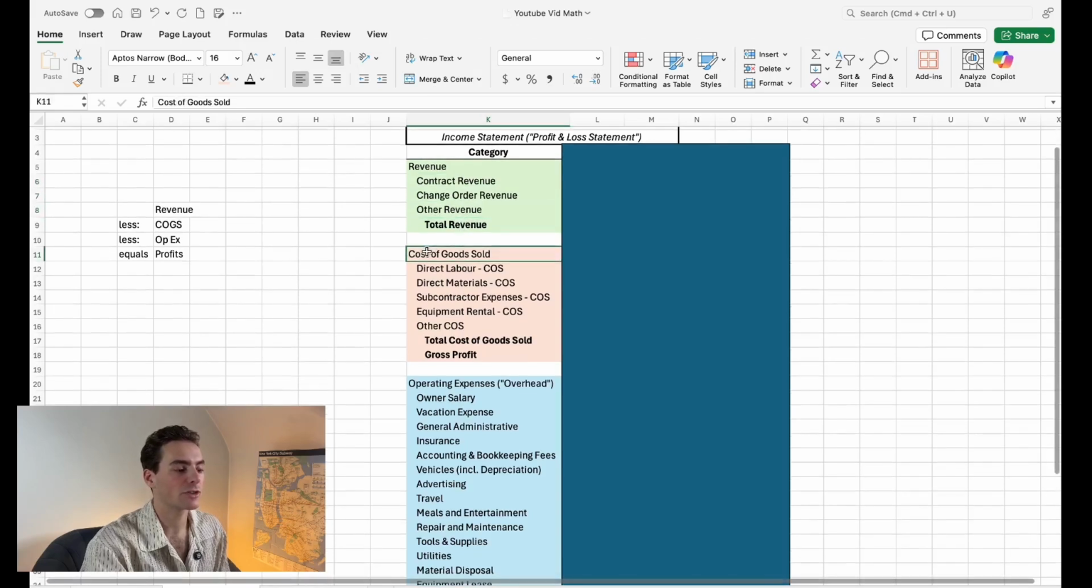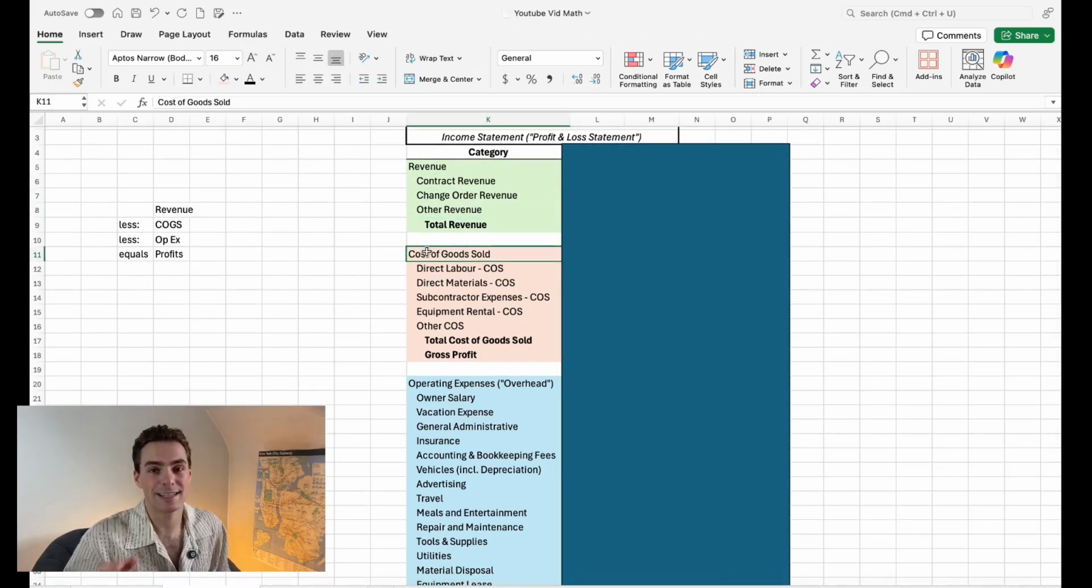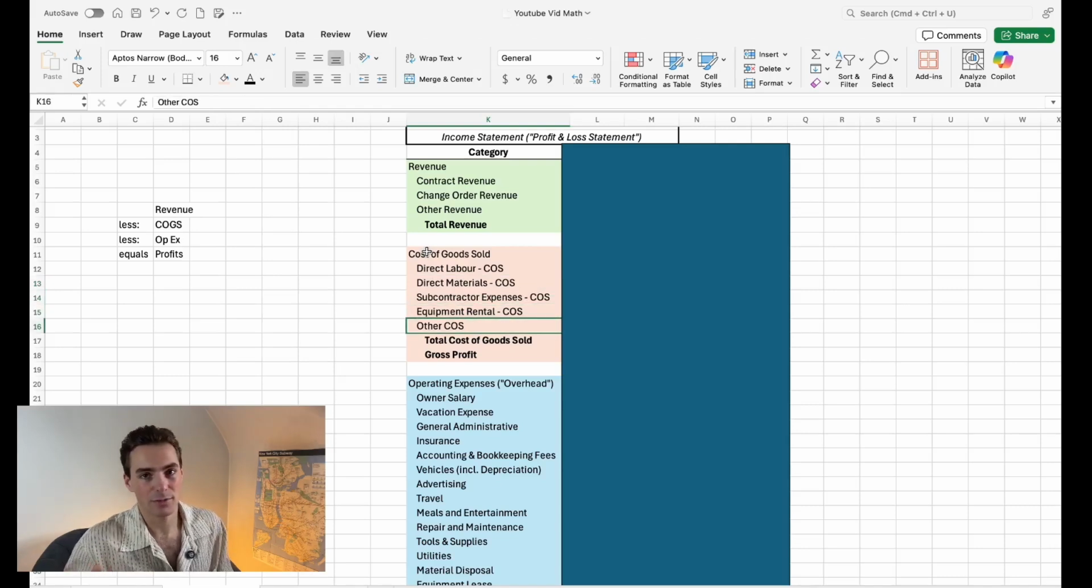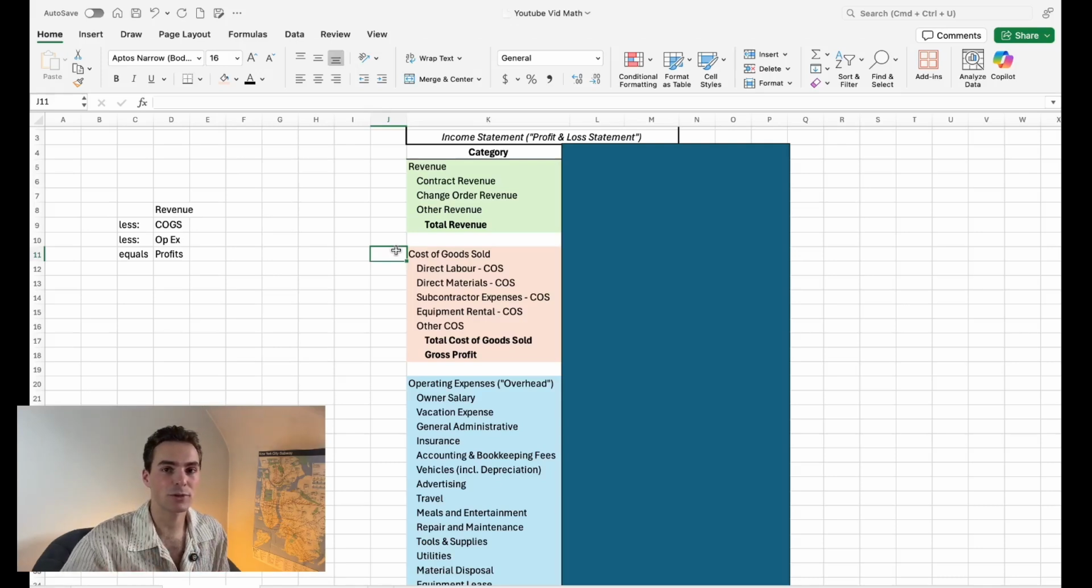Then when you get into your cost of goods sold, this is more or less the standard breakdown of your cost of goods sold. You have direct labor and direct materials. And then this report also specifies subcontractor expenses, equipment rentals, and then your other random cost of goods sold. You may be asking, I don't sell goods. What does cost of goods sold mean? Essentially, what cost of goods sold, or COGS, is, is the expenses that are specifically attributable to a construction project.